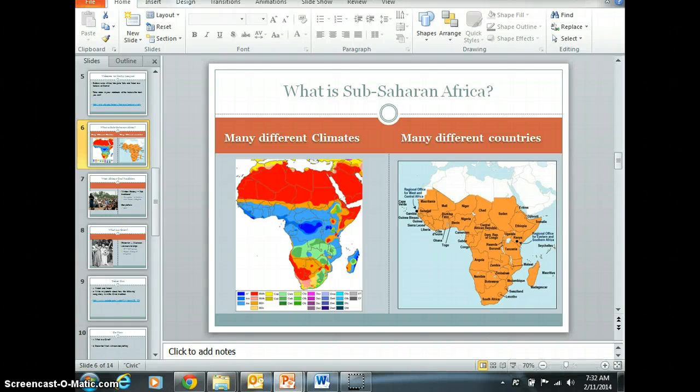What is Sub-Saharan Africa? Well, first let's start with Africa. First off, Africa is not a country. Africa is a massive continent. Africa is the second largest continent in the world, right after Asia. Africa actually has 54 countries in it, by the United Nations records. So 54 countries, which means there are more countries in Africa than any continent in the world.